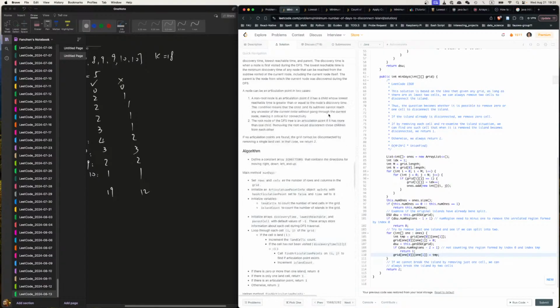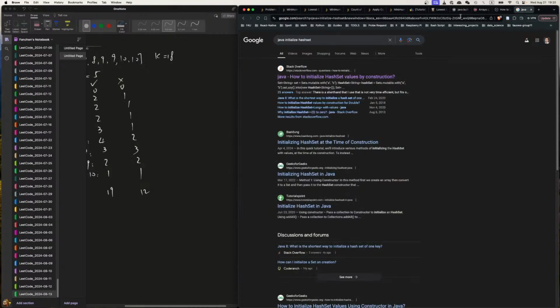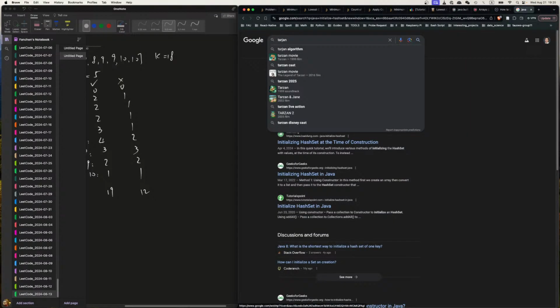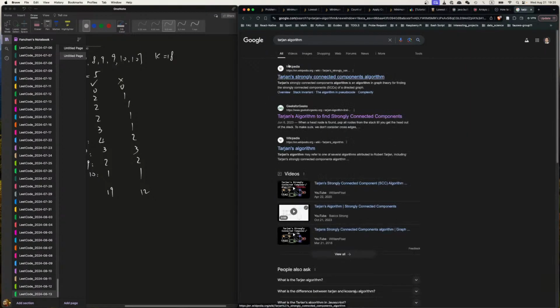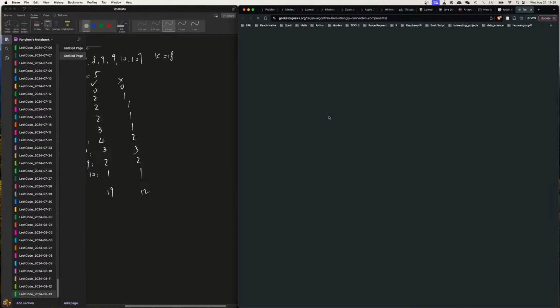Alright, I don't understand this Tarjan at all. I think I have to Google this. I definitely saw this before. Yeah, look, I've done this before. Strongly connected component algorithm.